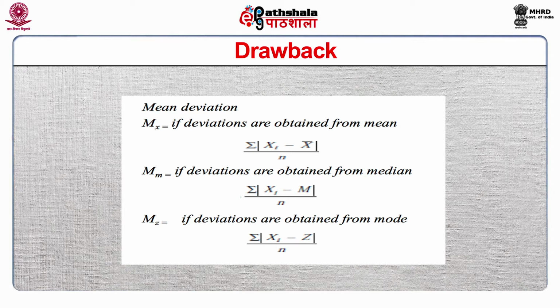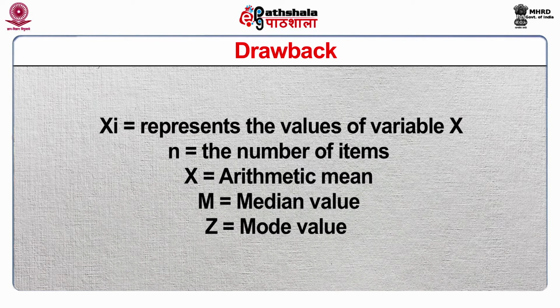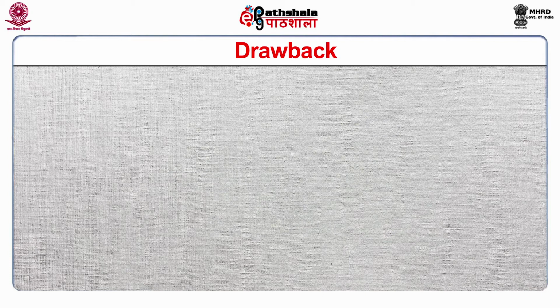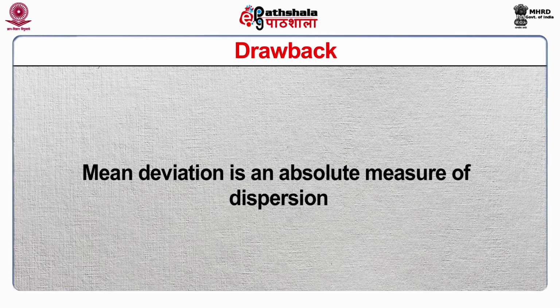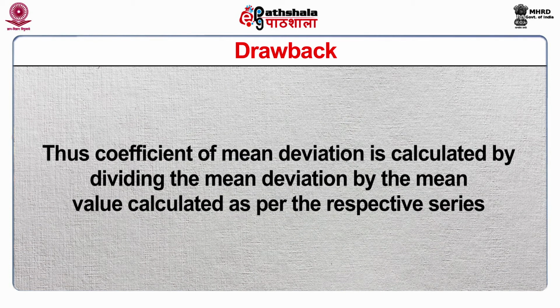Here the values are calculated based on the deviations calculated from the mean in the first formula, deviations obtained from the median in the second formula and deviations obtained from the mode in the third formula, where xi is the ith value of the variable x, n refers to the number of items, x bar denotes the arithmetic average, M denotes the median and Z denotes the mode. Mean deviation is an absolute measure of dispersion. Thus, coefficient of mean deviation is calculated by dividing the mean deviation by the mean value calculated as per the respective series.